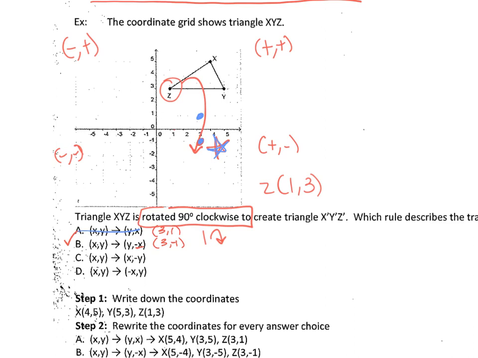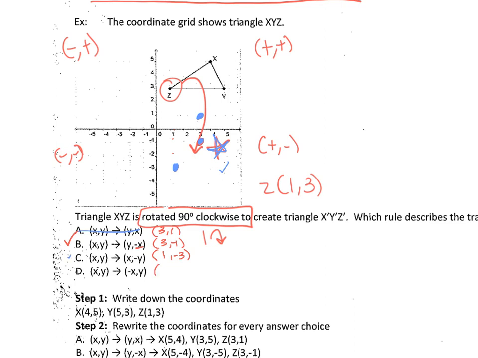Okay. C, X, -Y. So that means we would have 1 and 3 in the same order, but now my Y value has the sign changed in front. So now it's negative instead of positive. So 1, -3. 1, 2, 3. So is that the right quadrant? Yes. So let's maybe put a little mark by here, and then let's check D.